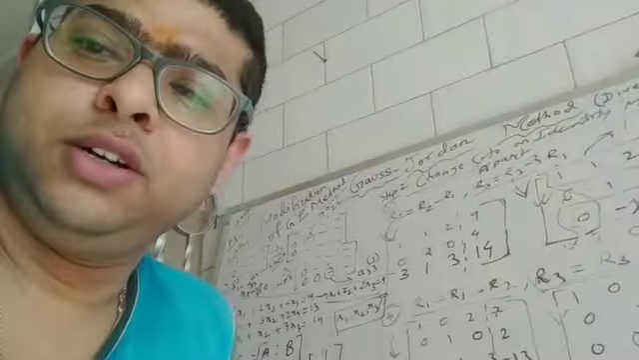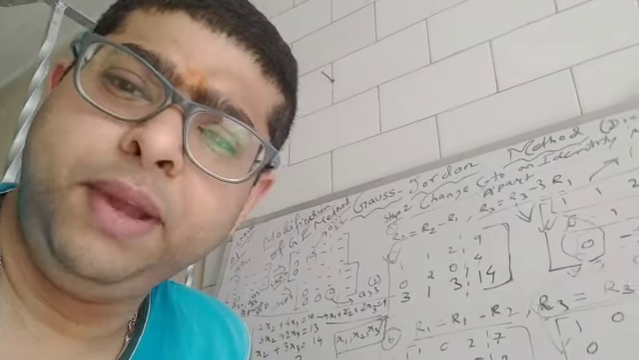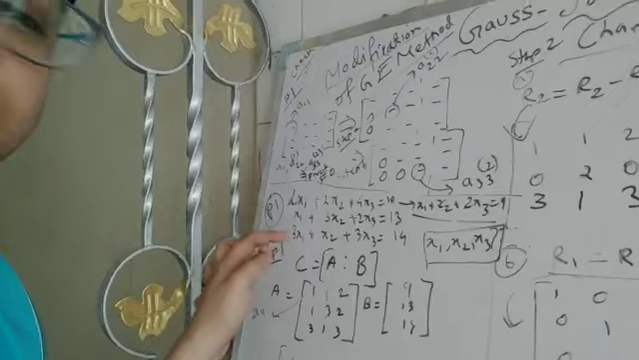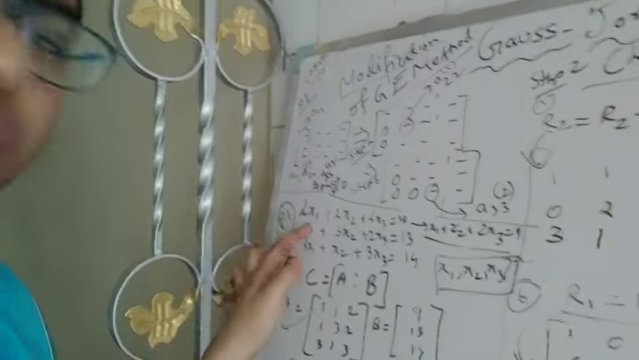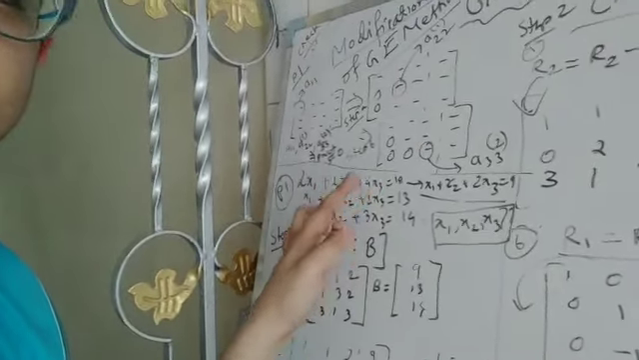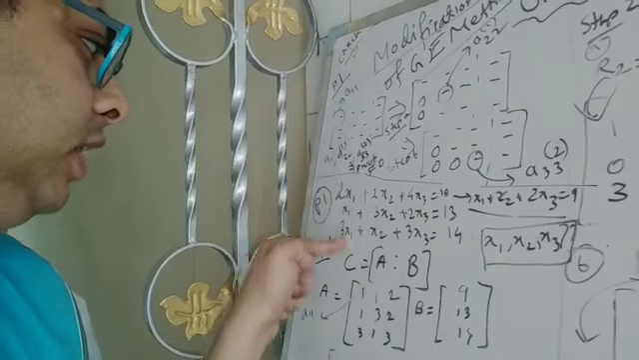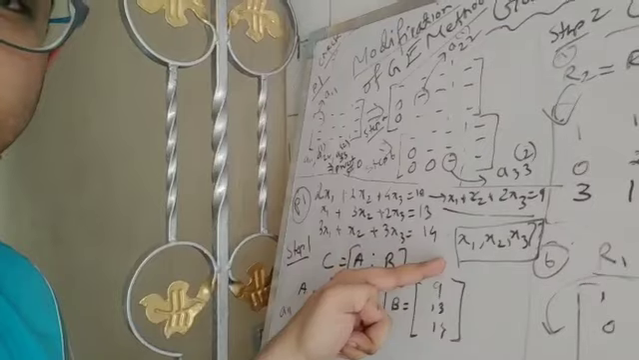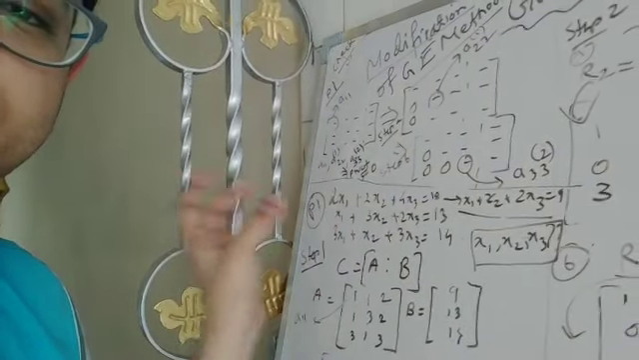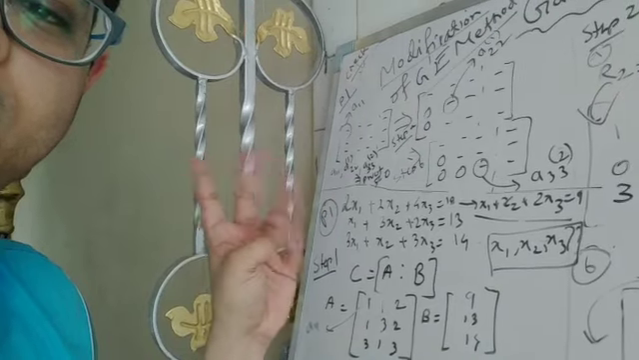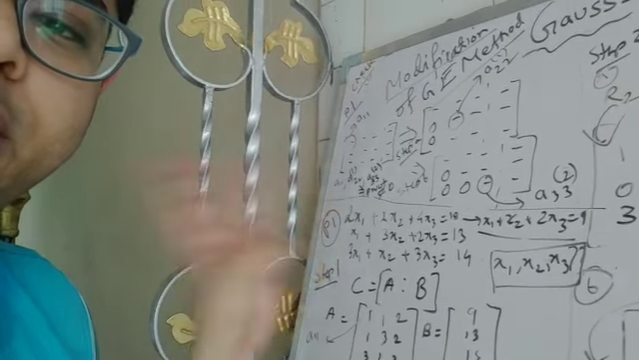Fine. So this is what I wanted to mention here. Now let's come back to the Gauss-Jordan method. So this is a problem which I have chosen here: 2x1 + 2x2 + 4x3 = 18, x1 + x2 + 2x3 = 13, 3x1 + x2 + 3x3 = 14. These are three equations in three unknown variables, x1, x2 and x3. You need to find x1, x2 and x3.